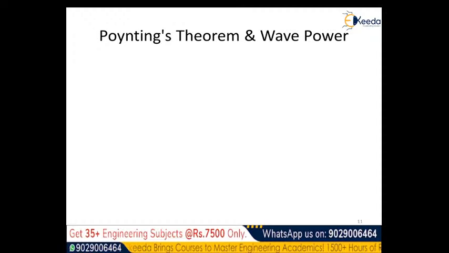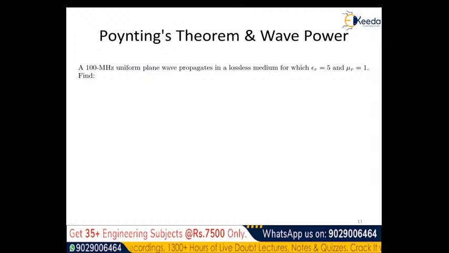Now we have another problem that is associated with the understanding we have made by deriving the Poynting theorem and a discussion on the wave power here. So here we start with the problem statement. A 100 megahertz uniform plane wave propagates into a lossless medium for which εr is equal to 5 and μr is equal to 1.